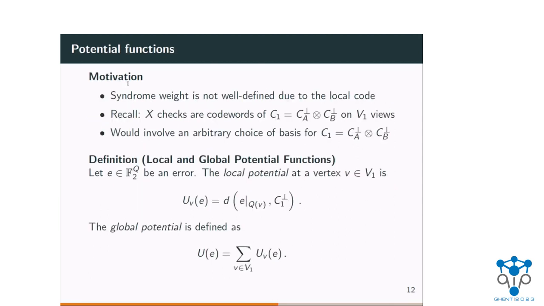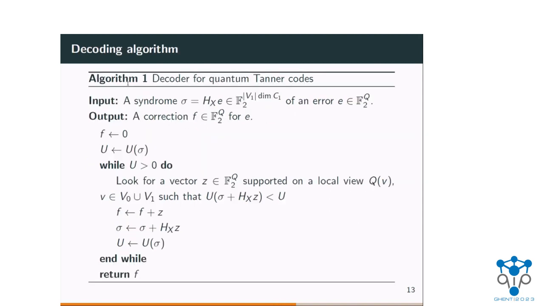Okay, one more thing is that here I've defined the potential as a function of the error, but in fact, it can be computed just from the syndrome, so you don't need to know the entire error. Okay, so this is the decoder. We're given some syndrome and we want to output the correction.